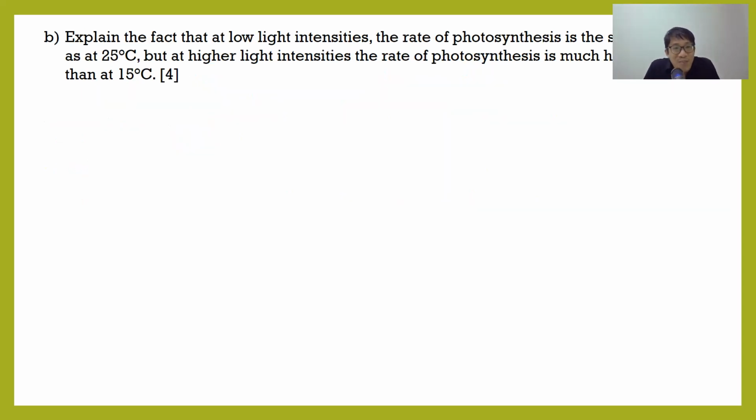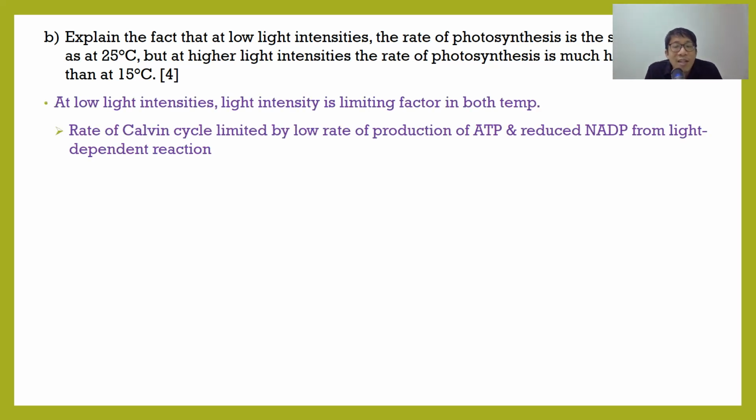Then move on to part B. It mentions here, for the two different temperatures, light intensity is the limiting factor when the light intensity is low, but light intensity is no longer the limiting factor when it is high. Basically, that's what the question suggests, and that's part of the answer as well. So the rate of photosynthesis is the same despite the changes in the temperature when light intensity is low, because light intensity is the limiting factor.